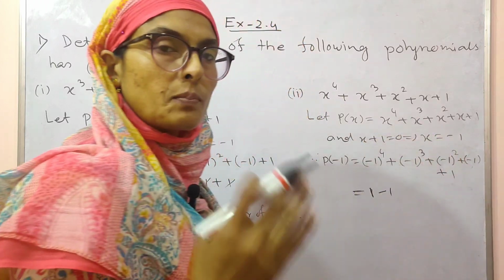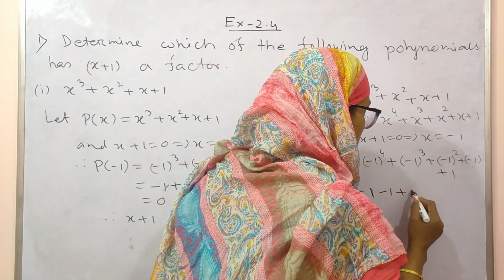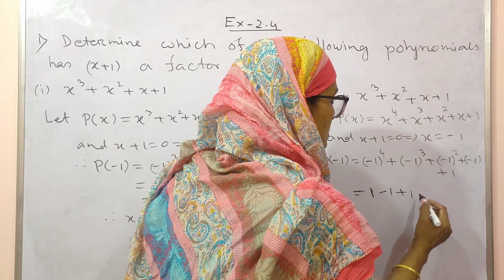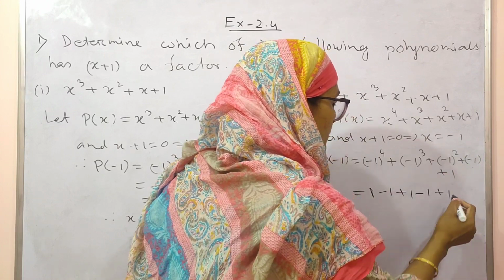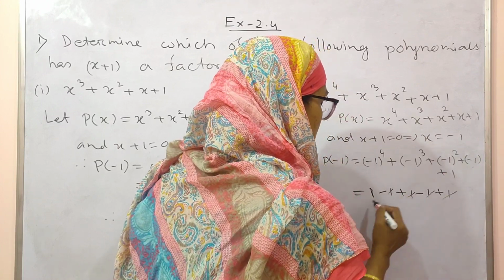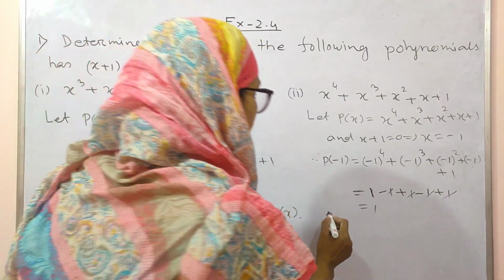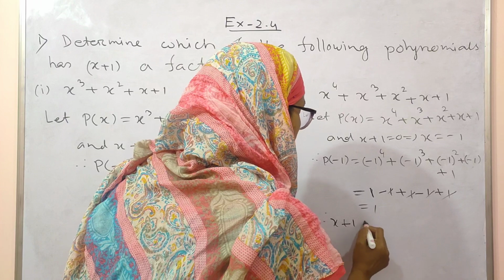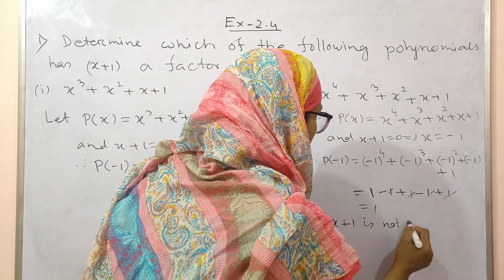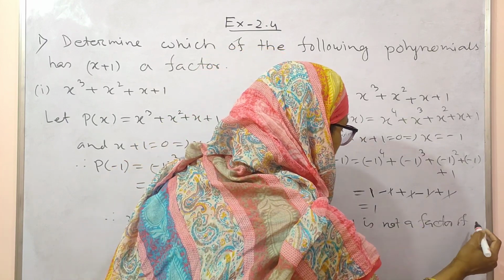Minus 1 square you will get plus 1. So here plus 1. Minus and plus, cancel this one, cancel. You will get 1. So here 1 you will get. So therefore x plus 1 is not a factor of p(x).